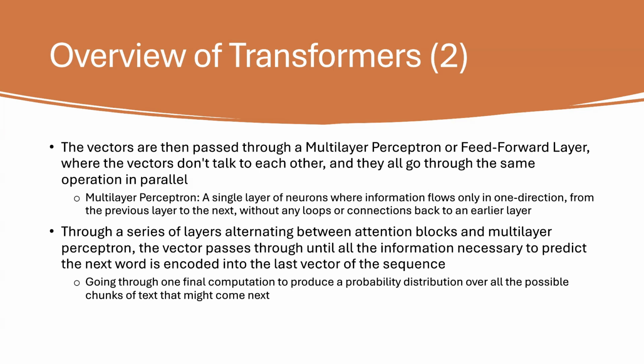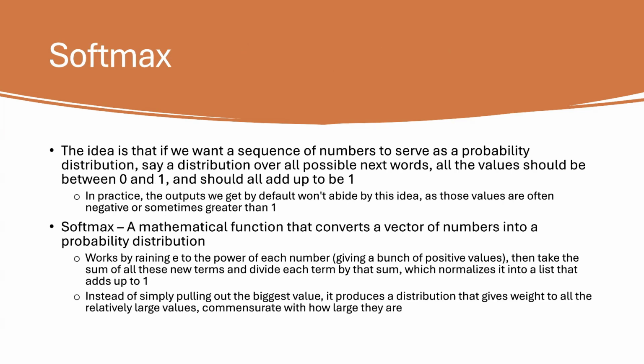Now, I mentioned earlier that we needed nonlinear functions in order to prevent these sorts of models from becoming linear, which in this case includes a probability distribution. The idea is that if we want a sequence of numbers to serve as a probability distribution, say a distribution over all possible next words, all the values should be between 0 and 1 and all add up to be 1.